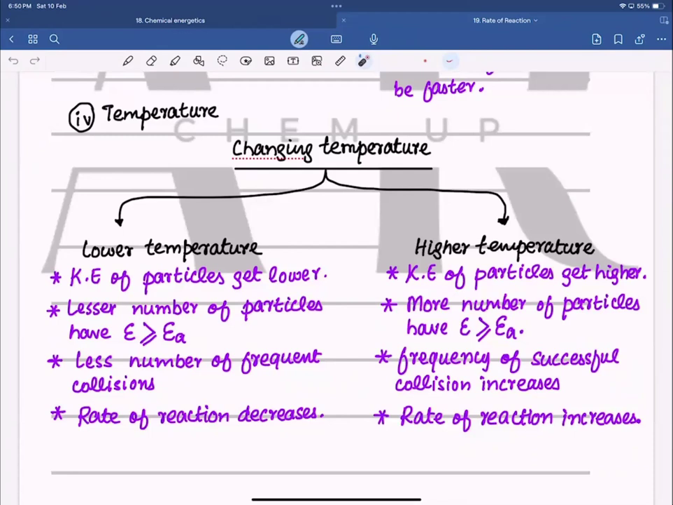And when the temperature goes higher, the particles gain energy. The kinetic energy of the particles gets higher. So there are more particles who have an energy greater than or equal to the activation energy, which leads to more frequent successful collisions, and hence the rate of reaction will increase.